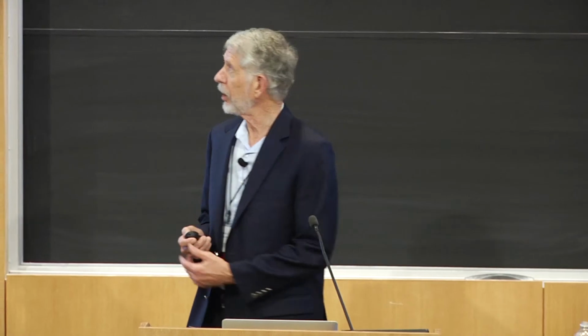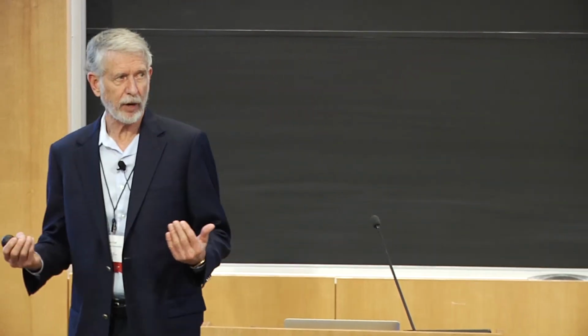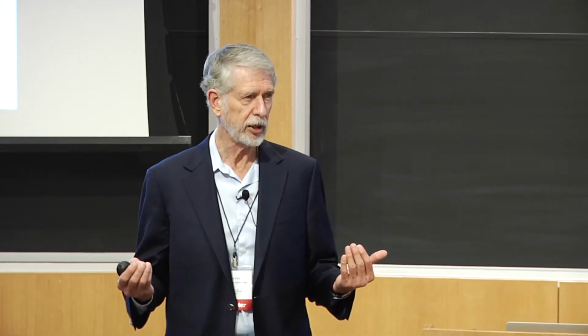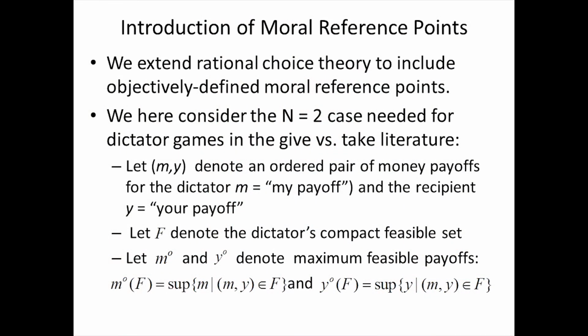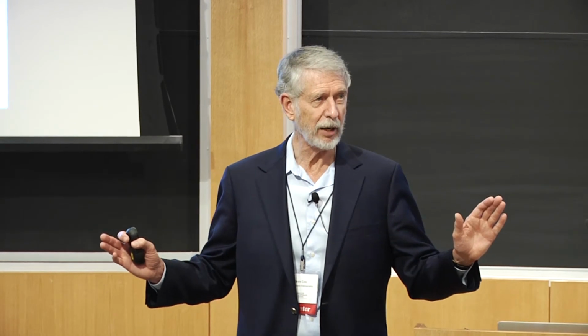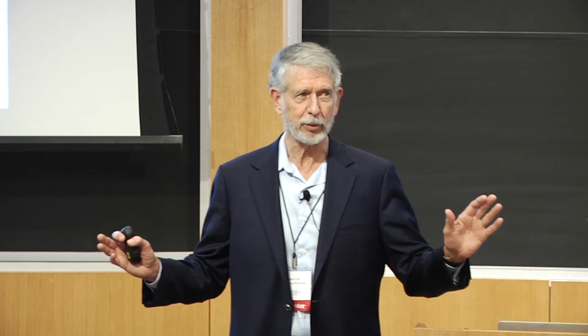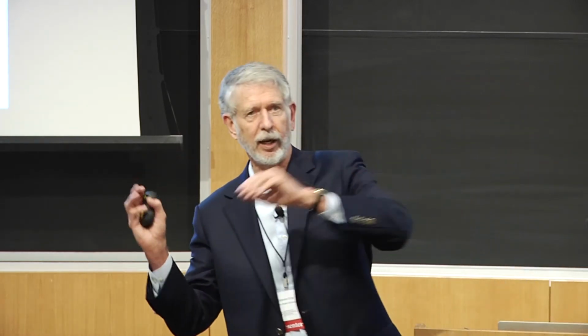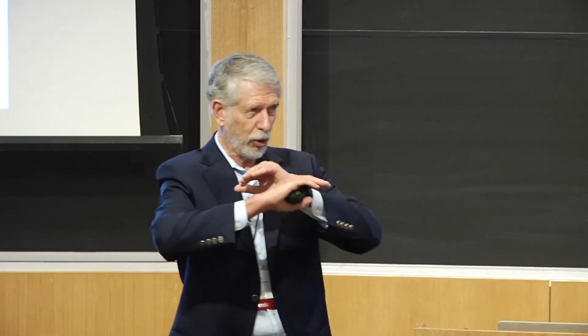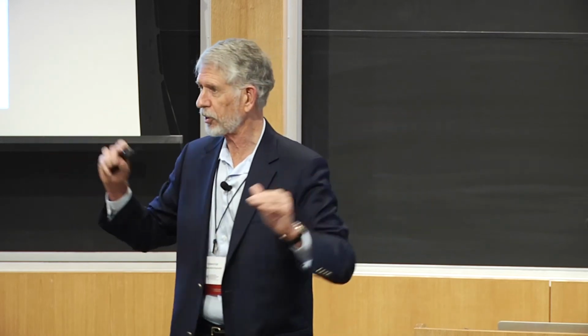Okay, what do we do about this? We construct a version of rational choice theory that incorporates moral reference points. By the way, they are objectively defined moral reference points. So we're not like those behavioral economists, you can see, oh, there's some data. I haven't seen the data. I introduced reference points, and now I can explain it. No, we're committed to these. They're objectively defined by the feasible sets.